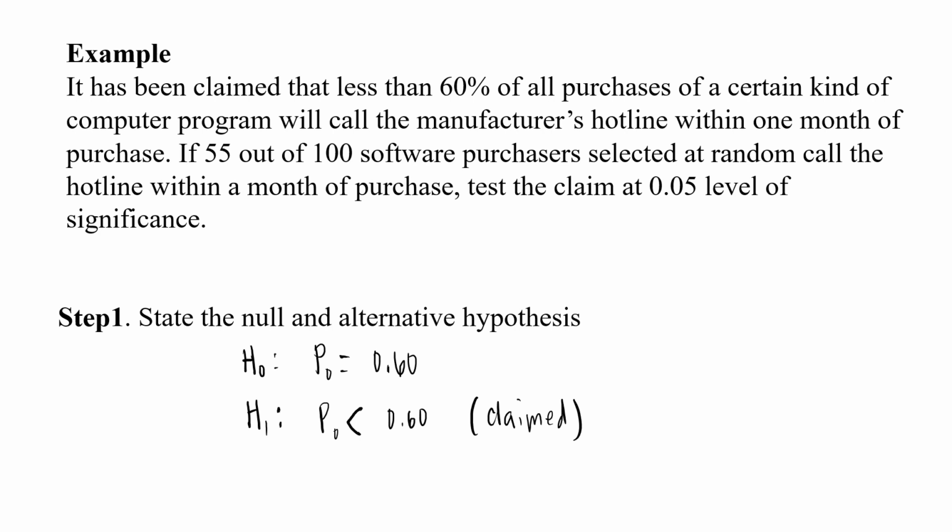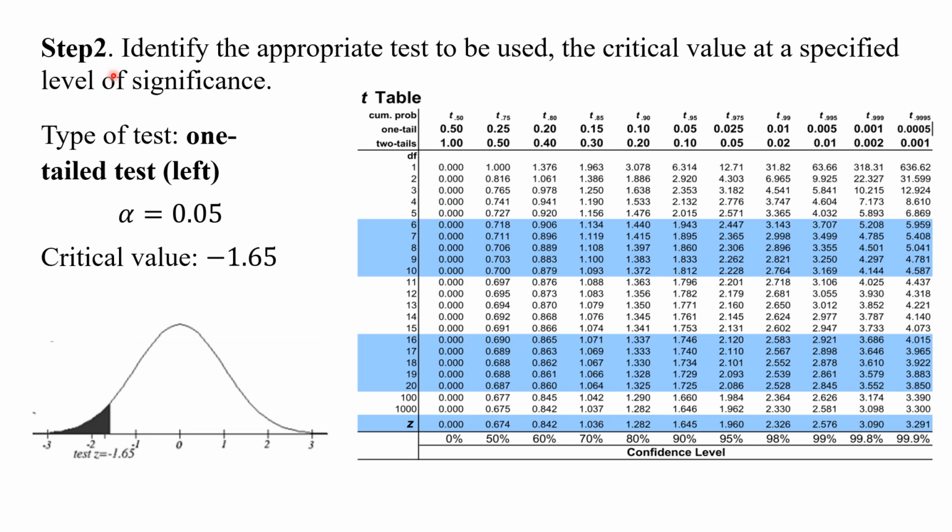Okay, so step 2. Identify the appropriate test to be used in the critical value at a specified level of significance. Okay, so yung type of test na ating gagamitin is one-tailed test or specifically that is left-tailed test. Since yung ginamit natin na sign for alternative hypothesis is less than. So, dun lang again natin titingnan kung ano yung gagamitin na test dun sa alternative hypothesis. Since yung ginamit doon is less than sign, that is left-tailed test.